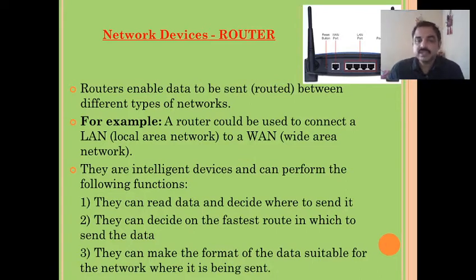So this is a higher version of the switch, so it is more intelligent than a switch. It can read data and decide where to send. So it reads and decides where it has to go. It also decides the path or route, the fastest route where there is less traffic, and the data will be transferred through that. So the fastest route is also decided here. So that's why it is called a router. Clear?